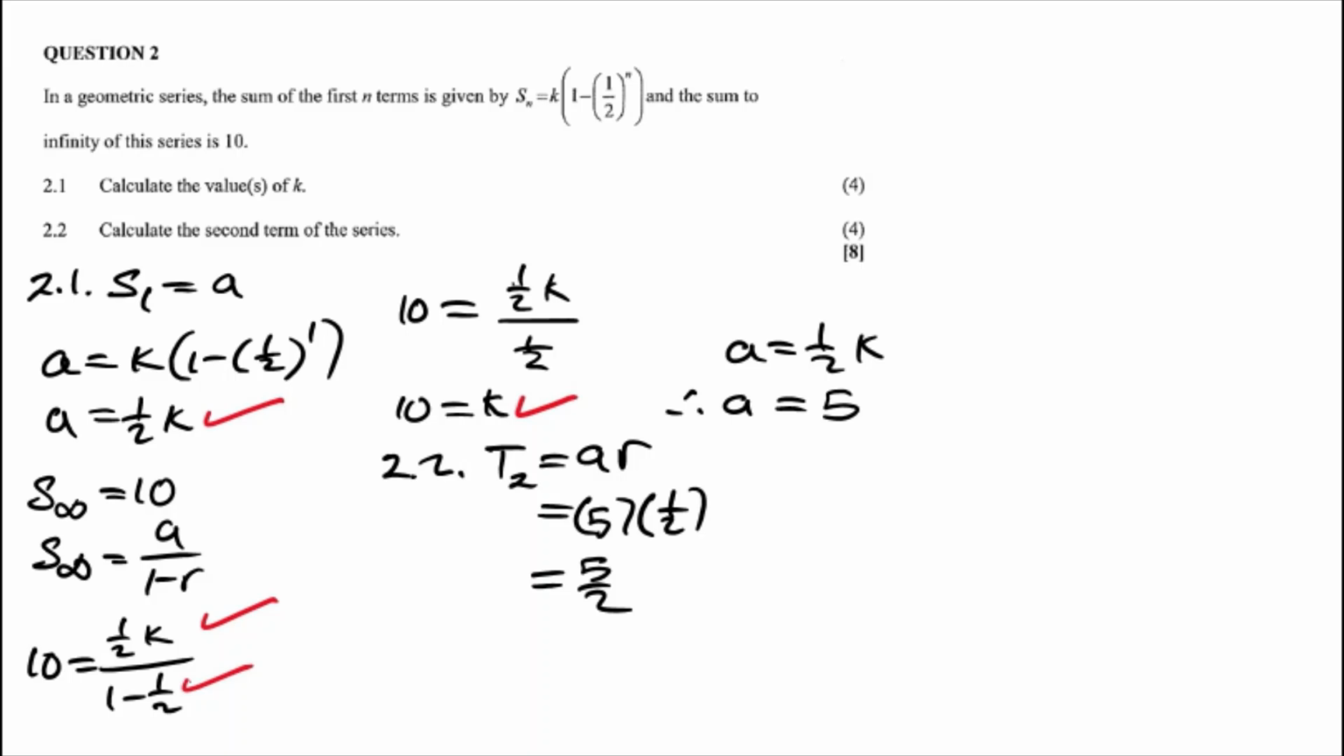Then for the next question, we had to find the second term. For the second term, you get a mark for substituting the correct ratio. So correct ratio, you get a mark there. Correct substitution to the formula ar, you get a mark there. And then you get a mark for finding a, which is 5. That's a mark, and then you get a mark for your answer there. So in total, that is your 8 marks.